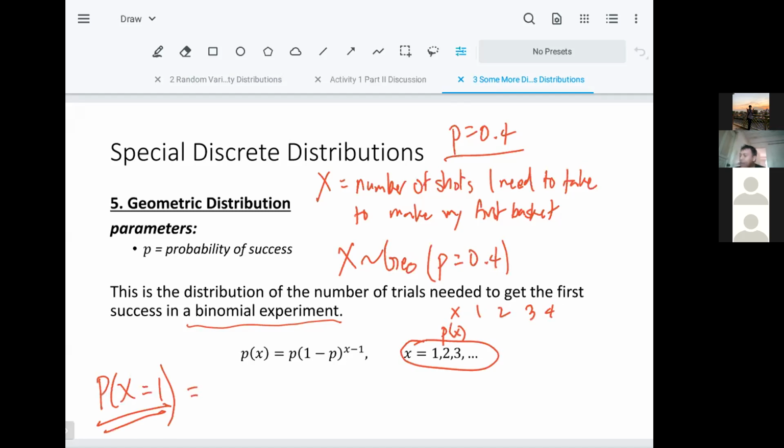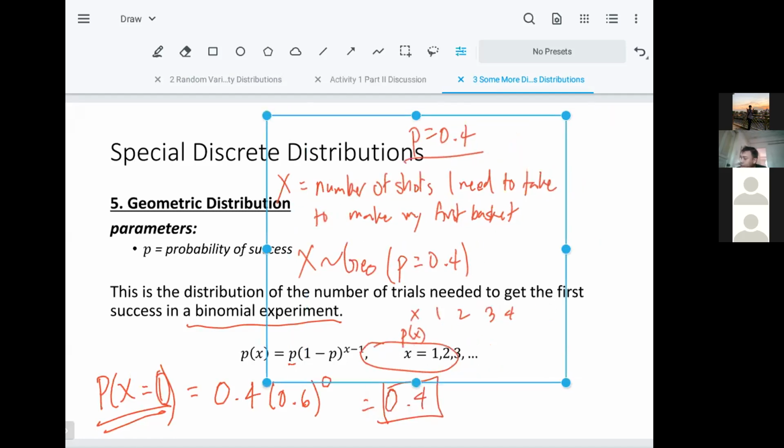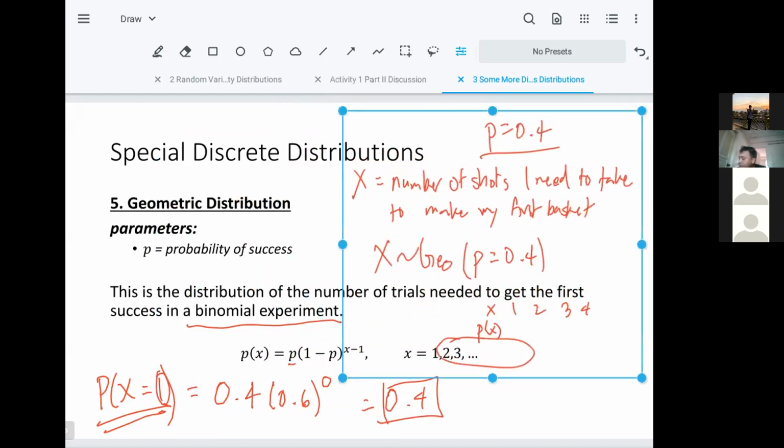So, it's a geometric random variable where it's gonna be 0.4 P times 1 minus P, 0.6 raised to X minus 1. X is equal to 1 minus 1, 0. So, 40% chance of me making my first shot. First basket agad siya. Pasok agad yung unang tira. Okay, so clear na to ha. Mamaya may example ulit. So the next one, pwede pala yun.